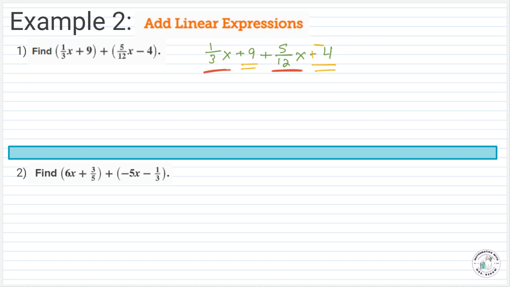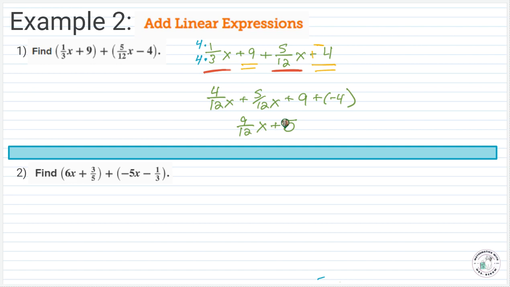For the 1/3 x and the 5/12 x, we do want a common denominator. So a great one to use in this case would be 12. That means I'm multiplying the top and bottom of the 1/3 by 4 to change this into 4/12 x. And I'll go ahead and write the 5/12 x next to it, plus we have the 9 plus this negative 4. So combining our two out front, the 4/12 x plus the 5/12 x, that's going to be 9/12 x, plus the 9 plus negative 4, which is going to be 5.